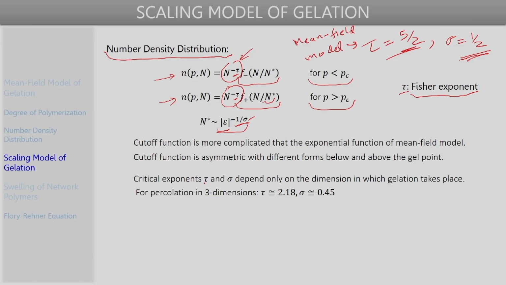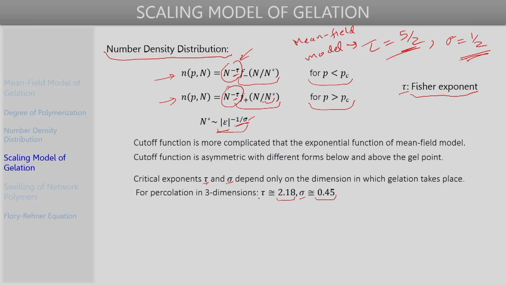The dimension in which percolation is being considered, and in which the gelation is taking place, dictates the value of tau and sigma. For percolation in 3 dimensions, the value of tau is approximately 2.18 and sigma is 0.45 in the scaling model of gelation. These values are not obtained from any analytical relation; they are not exact, but approximate values obtained through, let us say, computer simulation results. If the percolation is happening in 2 dimensions, the values of tau and sigma will be different, and in some higher dimension they will again be different.